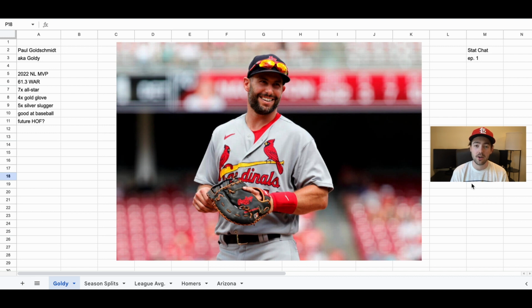Today, we're going to talk about Mr. Paul Goldschmidt, or as he's currently being referred to, Paul Oldschmidt, because he's having a terrible start to his 2024 campaign. And that has a lot of Cardinal fans talking. I'm a Cardinal fan. Everyone on Twitter is saying, hey, just get used to it.